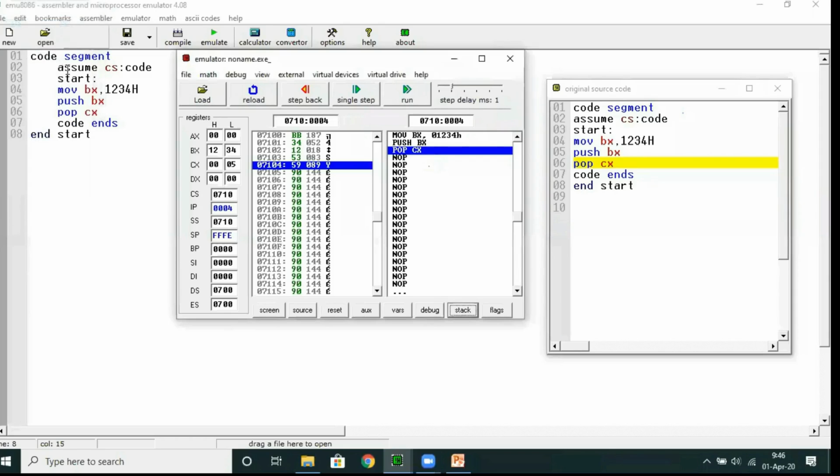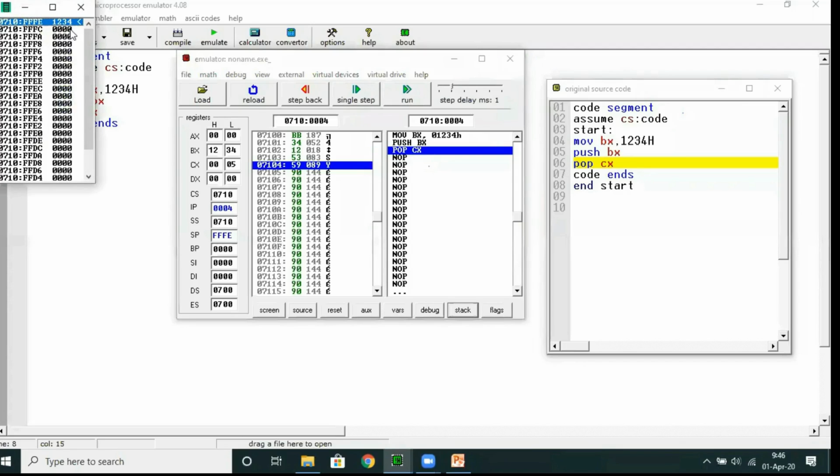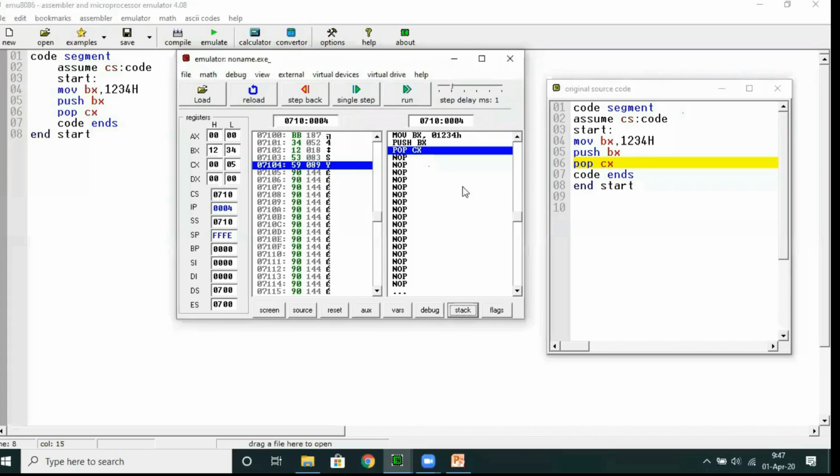That's very important. Right now, I need to execute pop CX. Before pop CX, we have 0005. Of course, the 05 is the initialized value of the counter. That's not a big deal. Now, after executing pop CX, whatever the stack value 1234 is there has to be eliminated from there and copied to CX. Let's execute it. Now you see 1234 in CX.